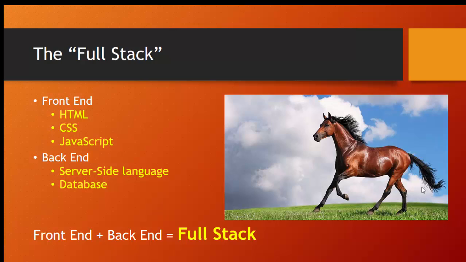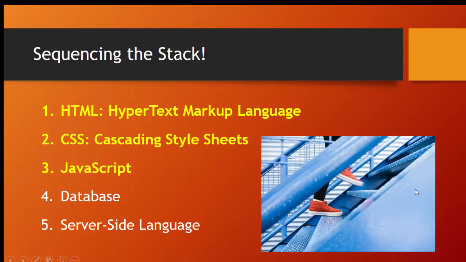The front end has 3 technologies, HTML, CSS, and JavaScript, and the back end has 2 technologies, a server-side language and relational database. I have a definite idea on how to sequence a stack. I believe you need to learn HTML, hypertext markup language, first, and then how to style it with cascading style sheets, how to interact with it with JavaScript. And then on the server side, you jump into relational databases and server-side languages.